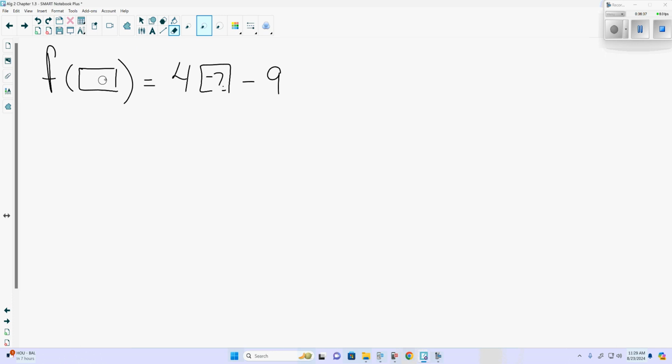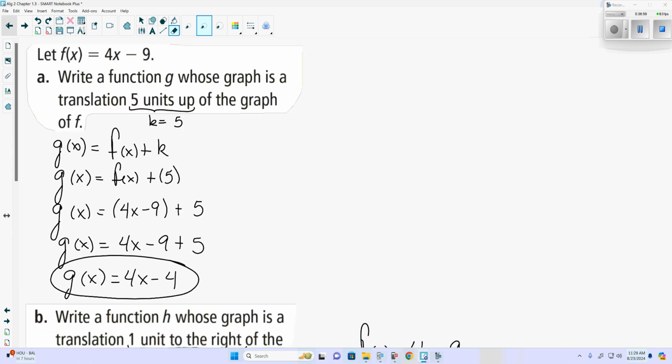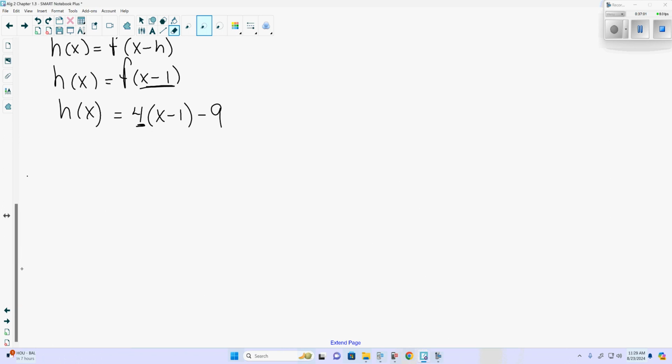But what we put in here doesn't have to be just a number. We could do anything for these functions, and it still works the same, because we could say star. Well, we have 4 times star minus 9. We're just replacing that in the function. Everything else stays. So when we look at this last one, what's inside here now becomes x minus 1. Well, every x in the function is now going to be written as x minus 1.